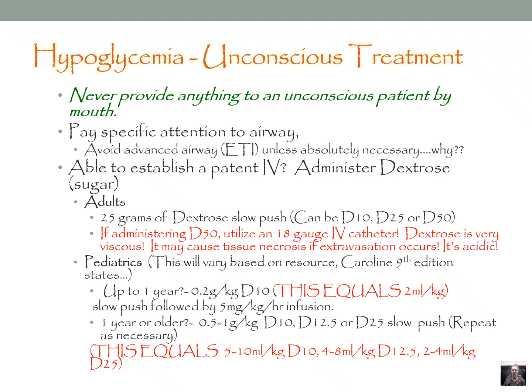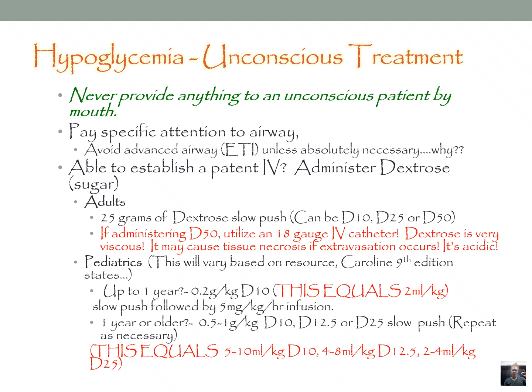We want to titrate to the patient's response. We don't want to just slam 25 grams of dextrose and then skyrocket their sugar into the 200s or 300s. We want to titrate to effect. But remember that up to 25 grams can be given using a D10, D25, or D50 solution.